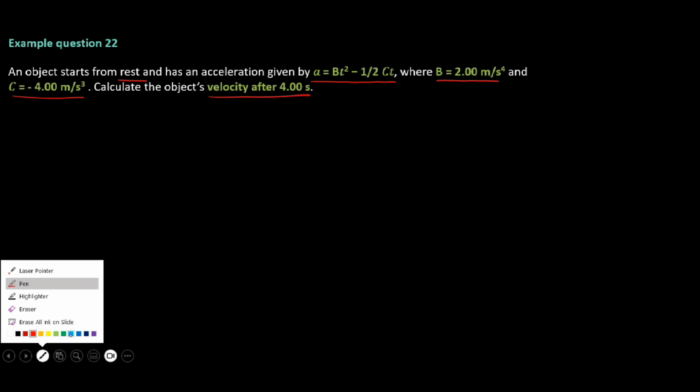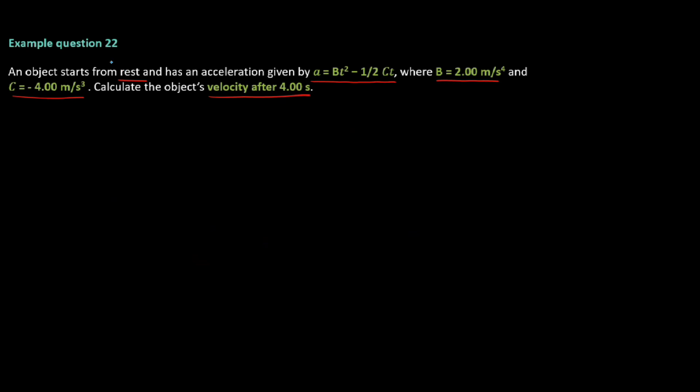So here in the question, they have given us that it starts from rest. Now, whenever an object starts from rest, its initial velocity will be 0. The velocity at that point will be 0. So I write my initial velocity v0 to be 0 meter per second. Then I need to find its velocity after 4 seconds. So we have to find the value of v after time t equals 4 seconds.